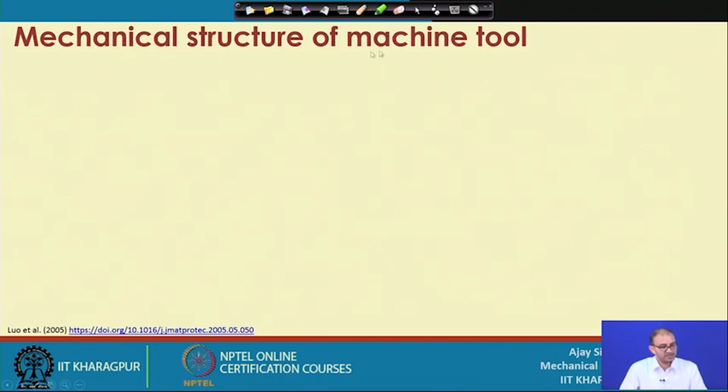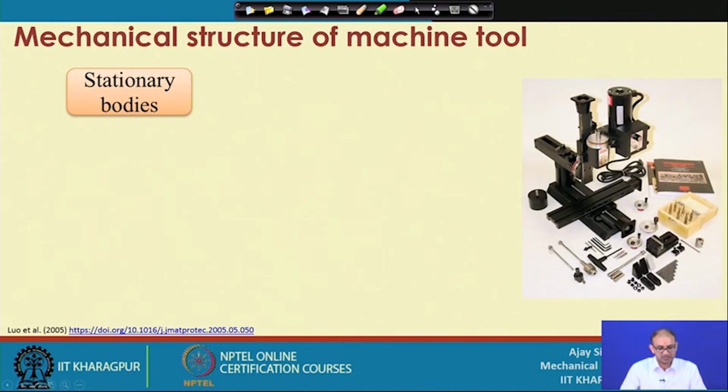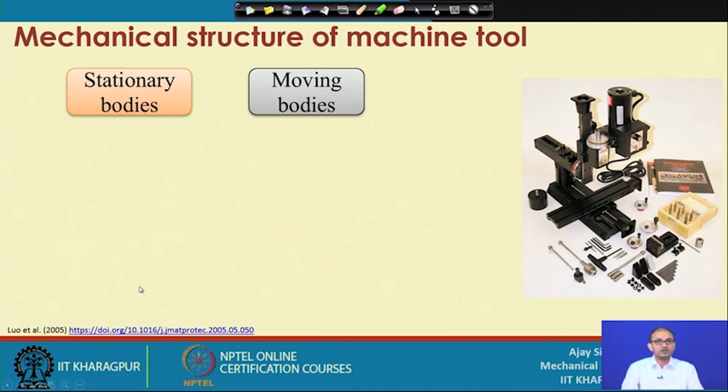Now, coming to the mechanical structure of the machine tool. Now, what things are there? There are two different components available. One is the stationary bodies. So, these are called the stationary bodies that we have seen in the structure part, that whatever the machine tool structure was, those were the stationary part. And there are moving bodies available. Moving bodies are the XYZ axes and the rotation around the XYZ axes, and those are movable components, so that you can get the required geometry machined onto the different components.